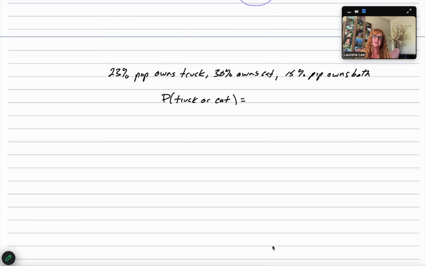you're going to do the same formula, but you don't have to build the fraction. We're going to take a truck owner, which is 23%, so I'm taking 0.23. I'm going to add that to the cat owners, which is 0.30, and then I'm going to subtract off the people I counted twice, which is the ones that have both, where they overlap. So I'm subtracting 0.15. Calculate that out, and that is your probability.